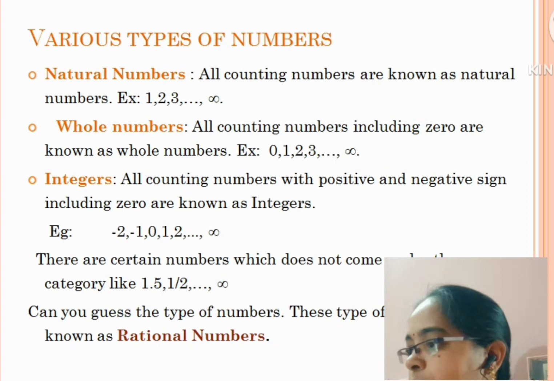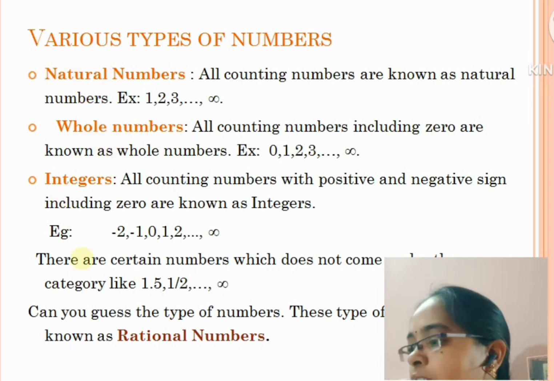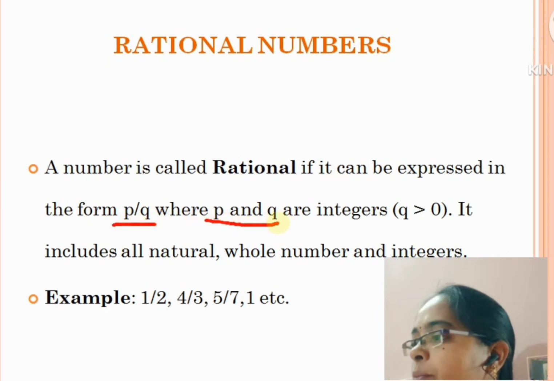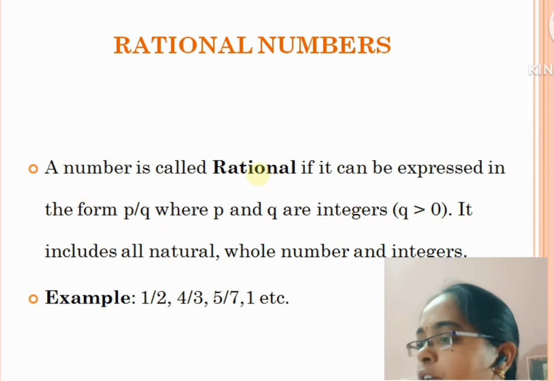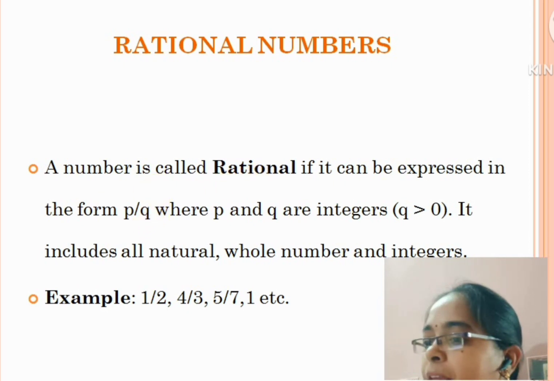Suppose for example you take 1 by 2, which does not come under these categories. So natural numbers, whole numbers and integers are there, and like that there is another category, that is rational numbers. The numbers which are in the form p by q, where p and q are integers and q must not equal 0, are called rational numbers. You already learned about fractions. Fractions come under rational numbers. Along with the fractions, we have negative fractions also in rational numbers.